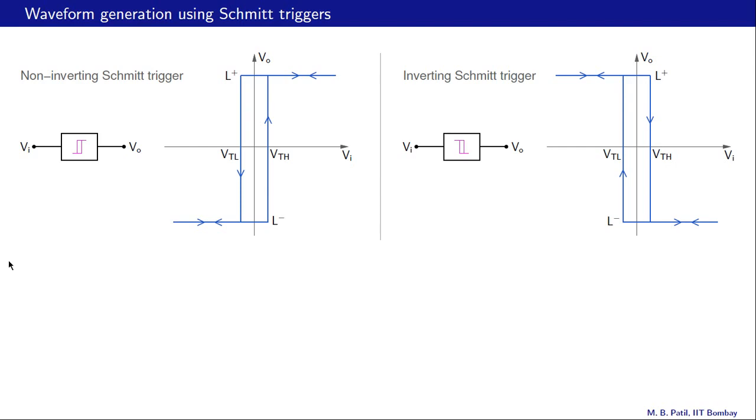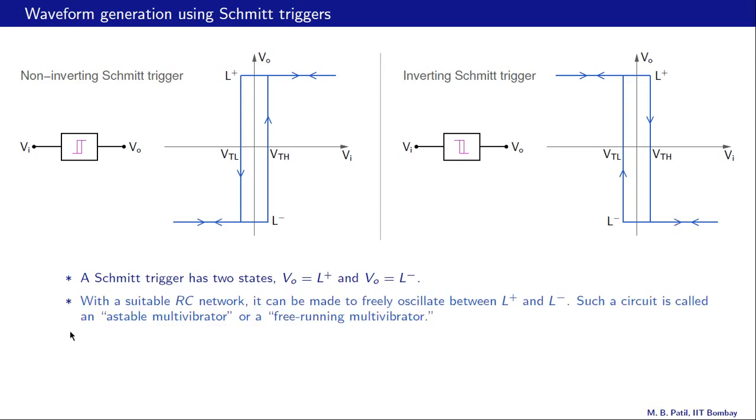Alright, let us make a few important points. A Schmitt trigger has two states, VO equal to L plus and VO equal to L minus. With a suitable RC network connected to this Schmitt trigger, it can be made to freely oscillate between these two levels, L plus and L minus, and such a circuit is called an astable multivibrator or a free running multivibrator.